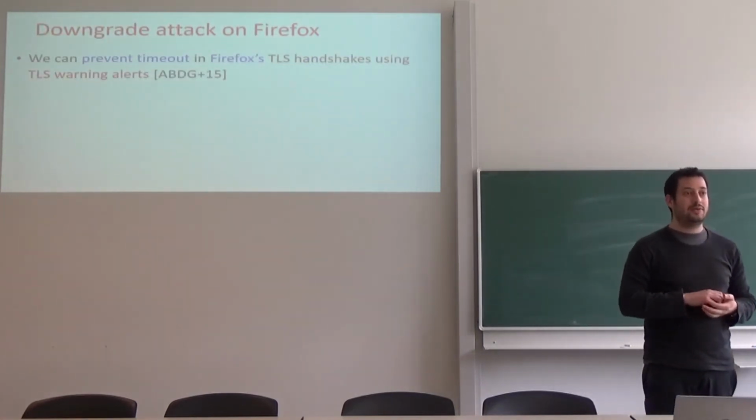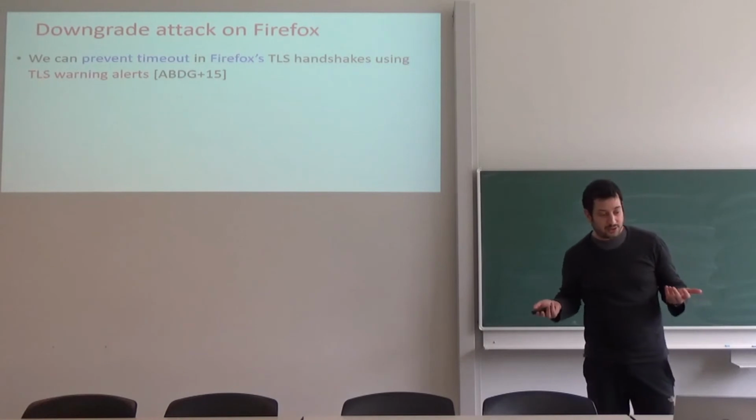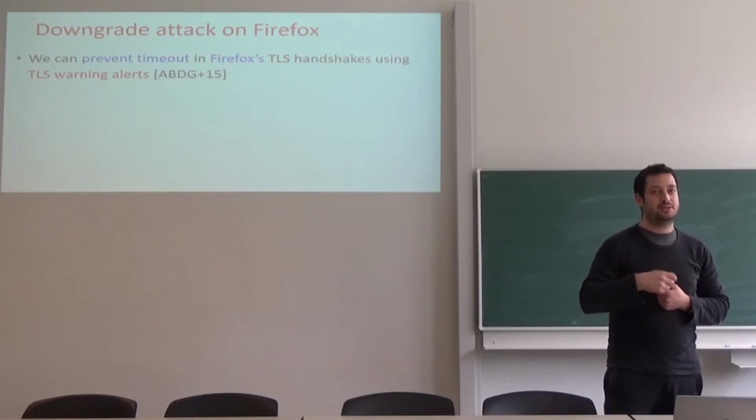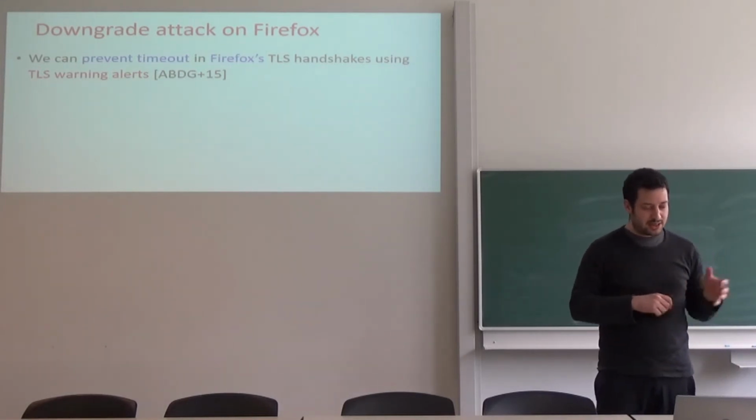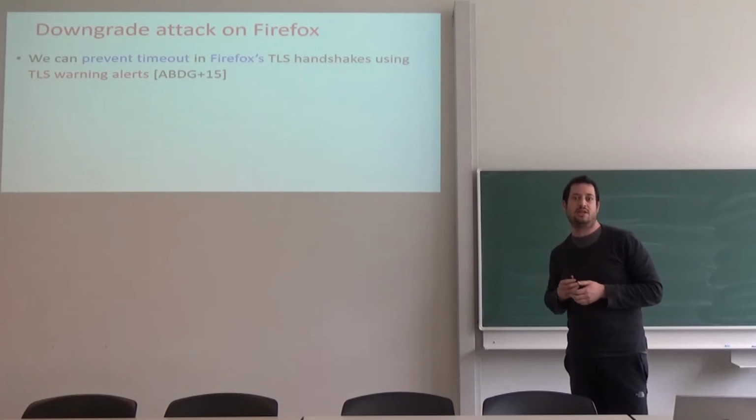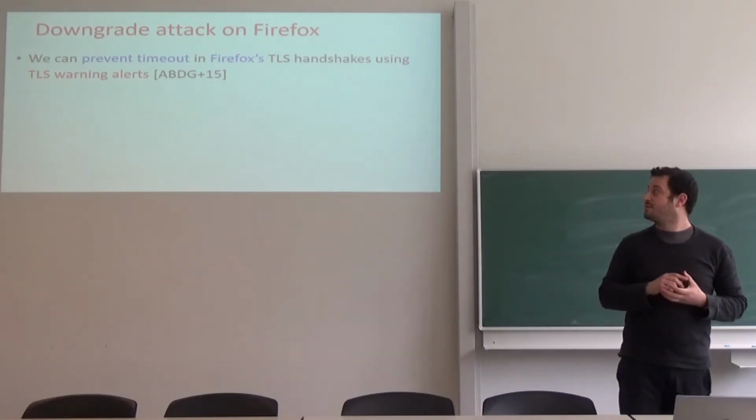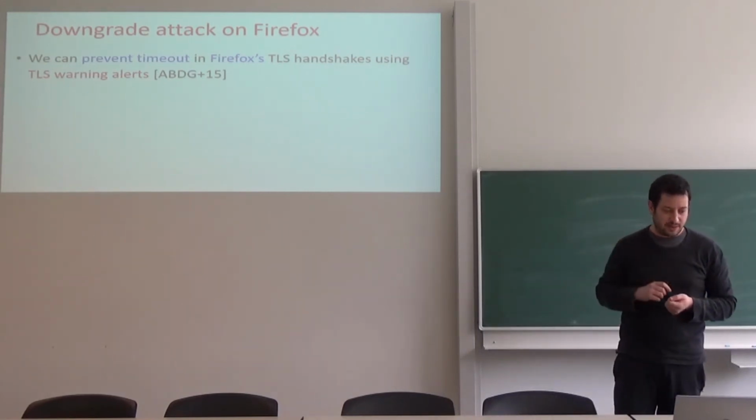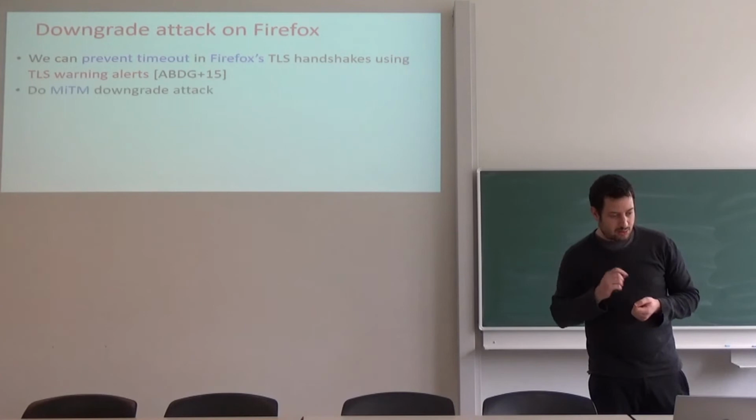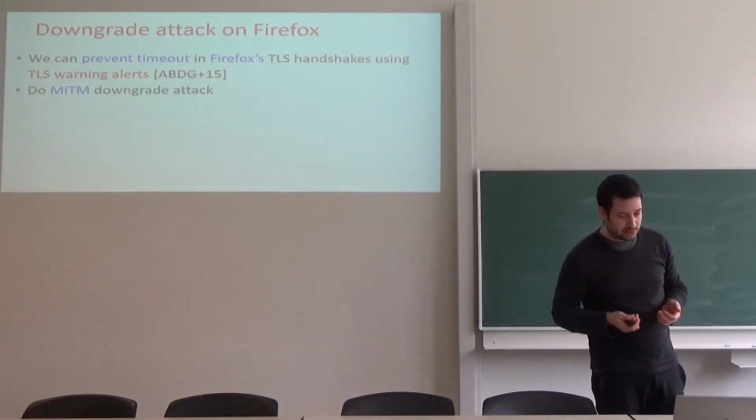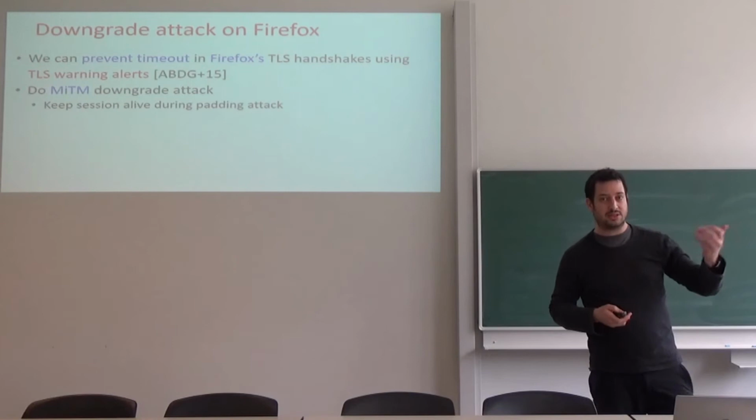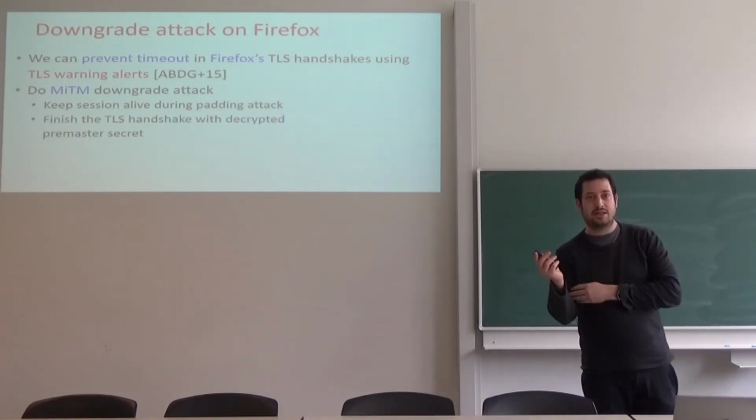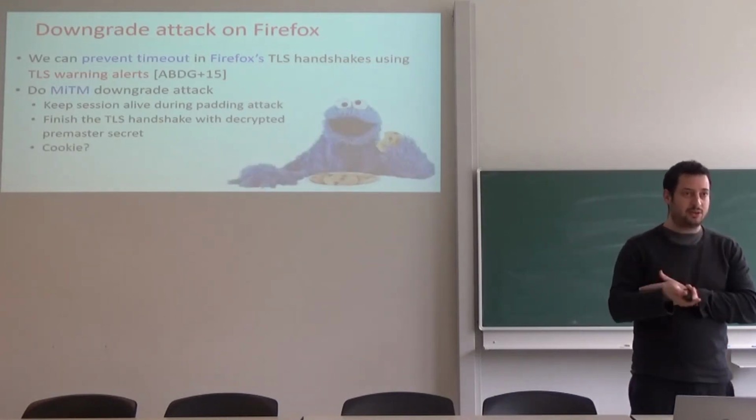Okay, however, we have a nice browser which is called Firefox. In Firefox we have a way to prevent the TLS handshake from timing out. This uses TLS warning alerts, and it was already shown in the Logjam paper in 2015. For some reason it was not fixed. I think that currently they have fixed it after this paper. At least I hope so. So now we can do a man-in-the-middle downgrade attack. We keep the session alive using this padding during the padding attack, and then we finish the TLS handshake, decrypt the pre-master secret, and we have the cookie.